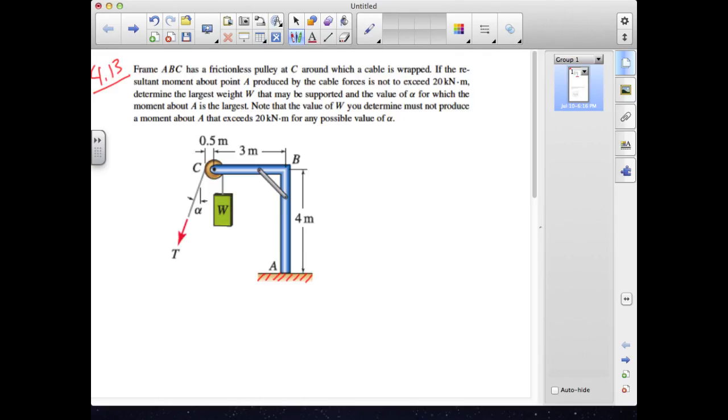by the cable forces at A is not to exceed 20 kilonewton meters, and on that basis we're to determine the largest weight W that may be supported and the value of alpha for which the moment about A is the largest. Pause the video now and try this problem yourself. Resume playing when you're ready to see a solution.